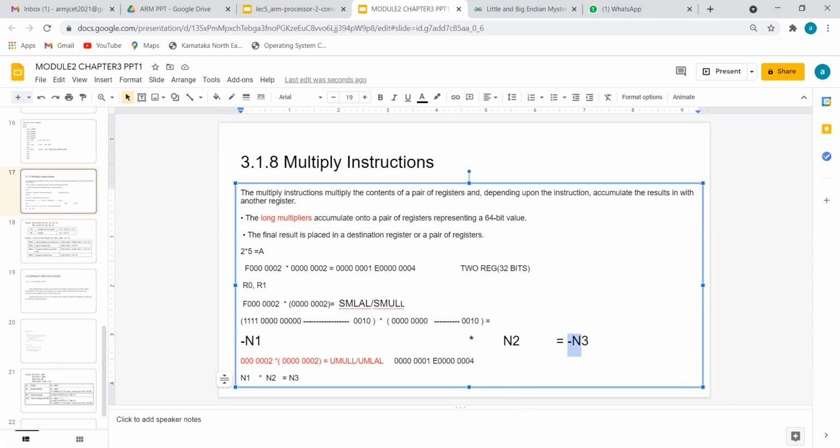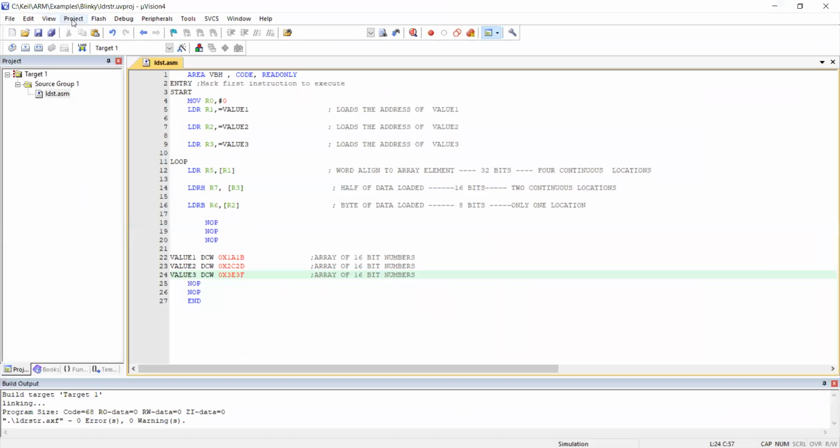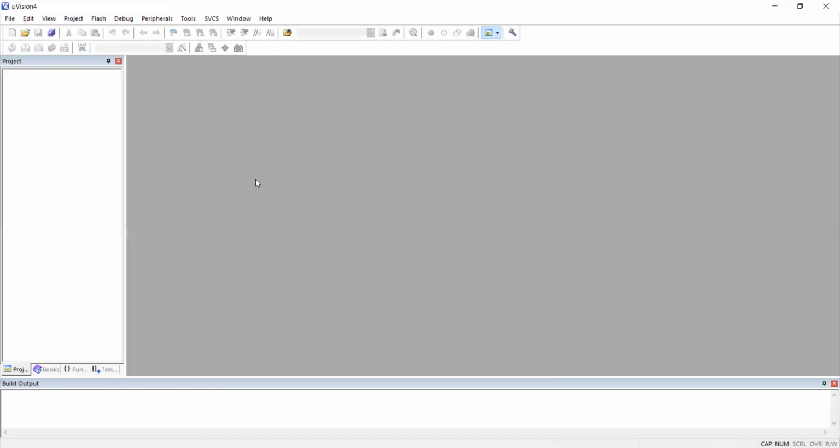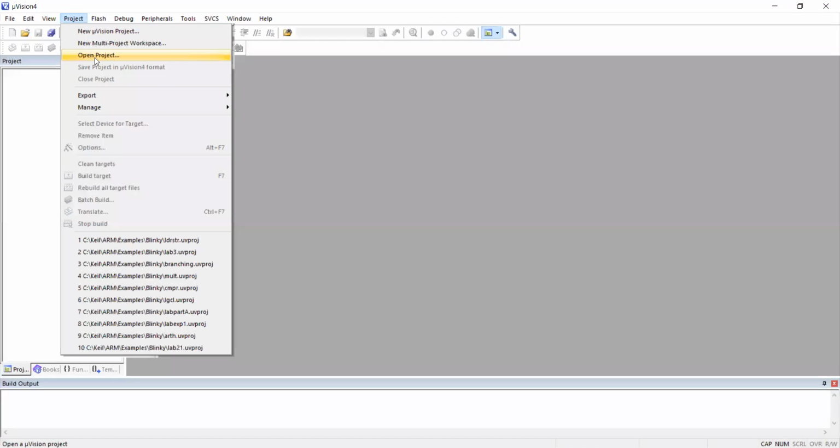That we will see. Can you see the software now? Let me close this earlier one and open.